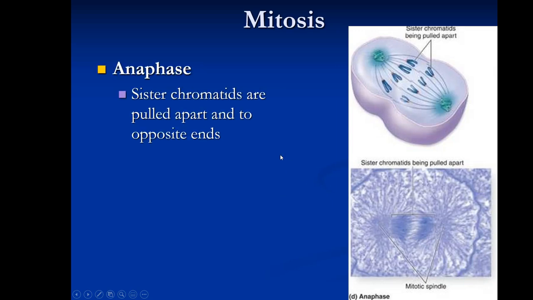Next, we have what's called anaphase. Basically in anaphase, the microtubules are going to start recoiling and pulling back to the centrosomes. What that's going to do is rip the chromosomes apart. One sister chromatid is going to be pulled to one side, and the other sister chromatid is going to be pulled to the other side. So what you're going to see identification-wise is something like this, where you can see the sister chromatids being dragged back to each respective side of the cell.